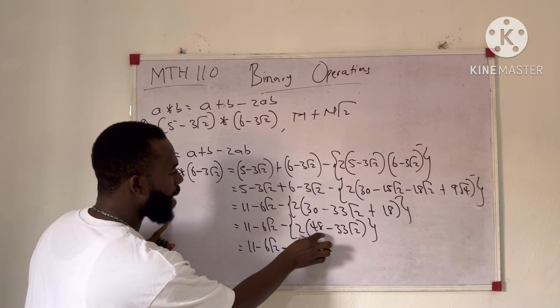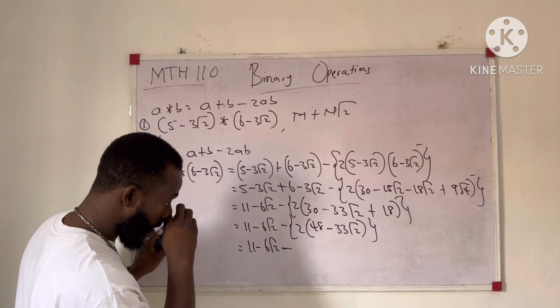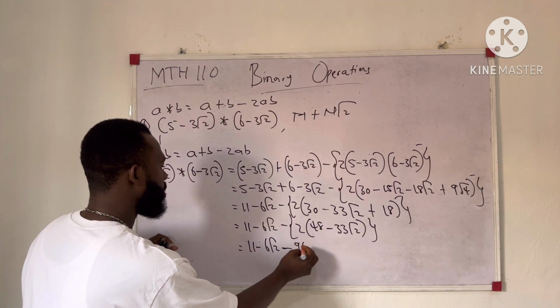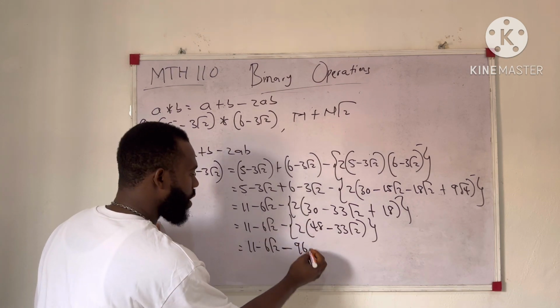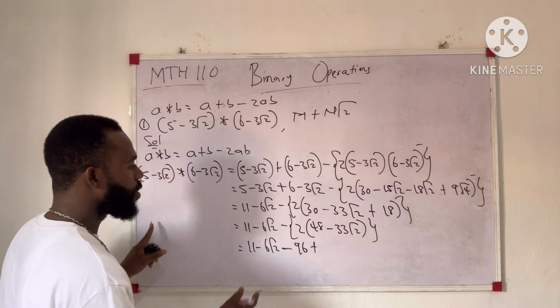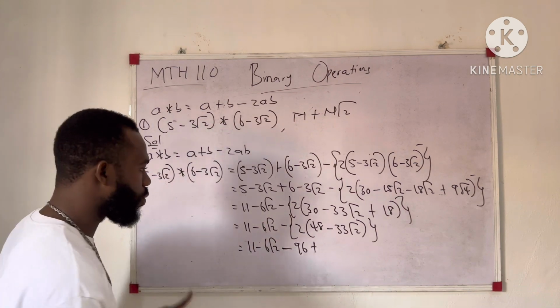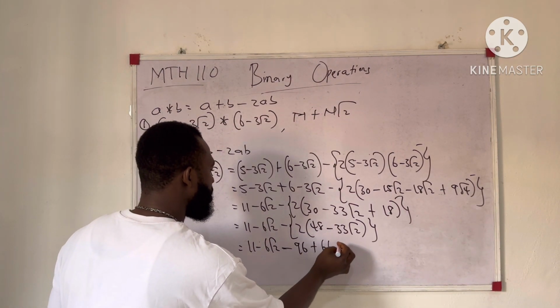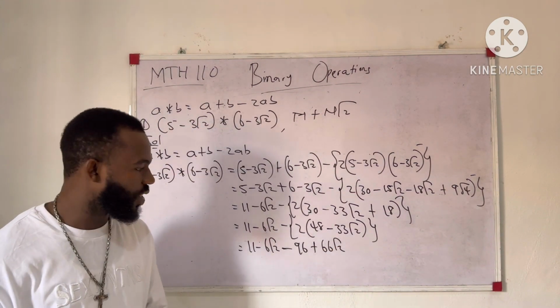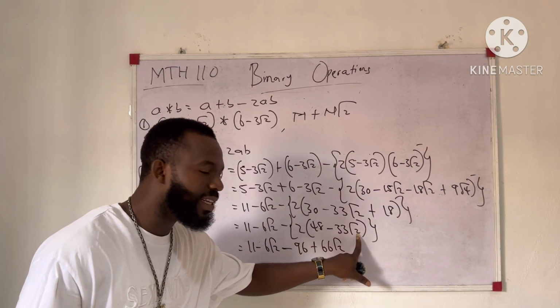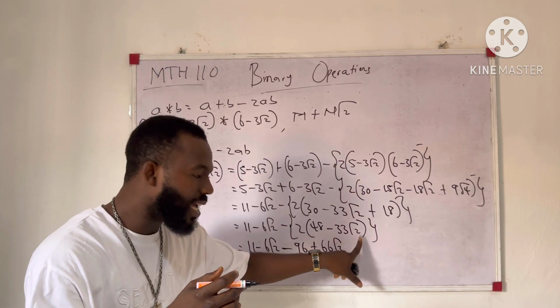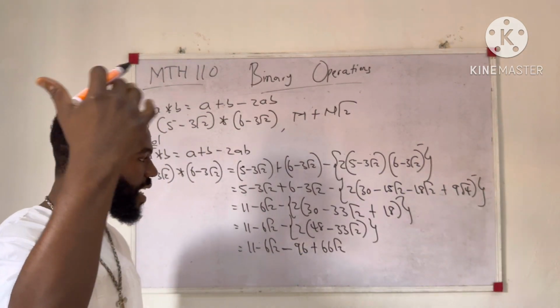Now we have minus here. Now 2 times 48 gives us 96. Okay. Now minus times this minus here will give us a positive sign. Alright. So now 2 times 33 root 2 gives us 66 root 2. How did I get 66? 2 times 33 gives us 66. 2 cannot multiply this 2 because this other 2 is inside a root, so it can't multiply.